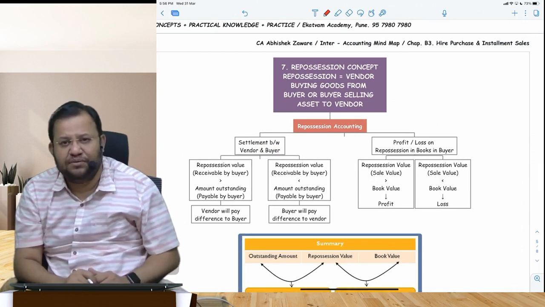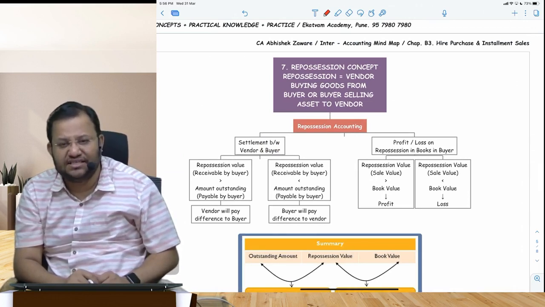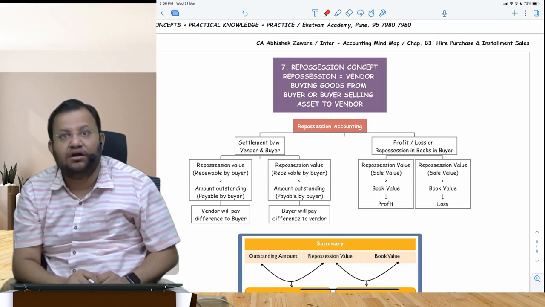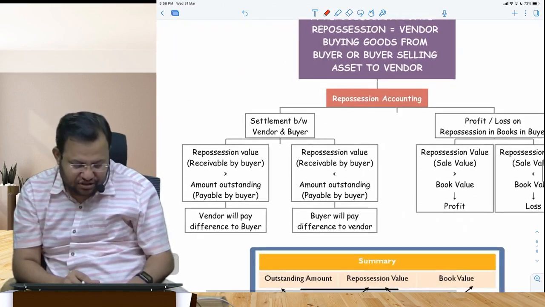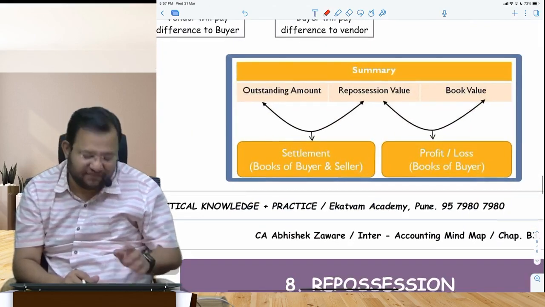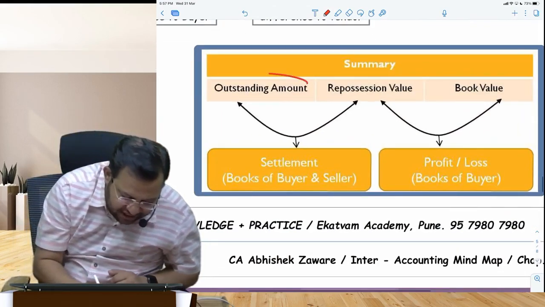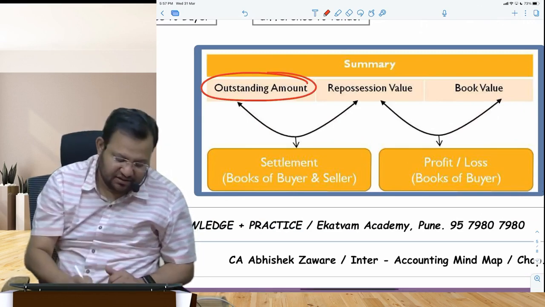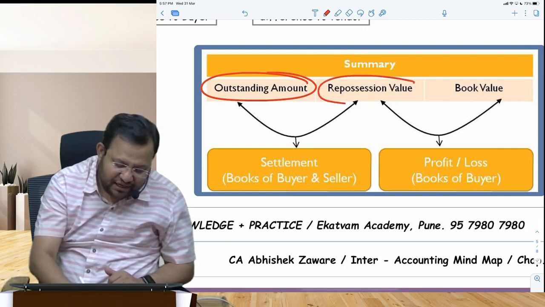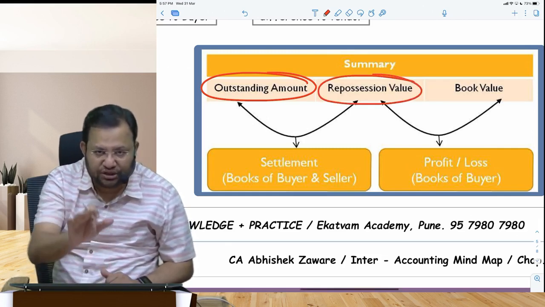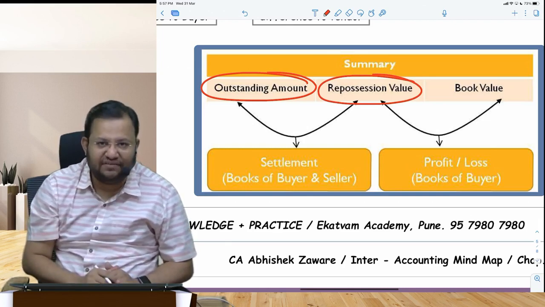Repossession. The question of repossession arises only when there is a hire purchase. It does not arise in case of installment sales. So whenever you have to account for repossession, you should arrive first at three values. What is the outstanding amount on that date payable by the buyer to the seller? What is the value of repossessed goods, the market value? Logically, the examiner should give how they are going to arrive at the market value.